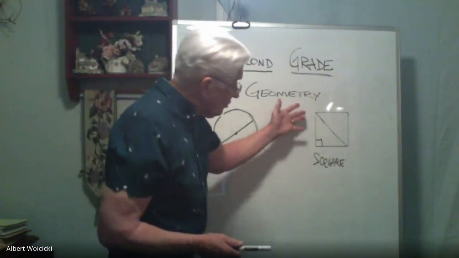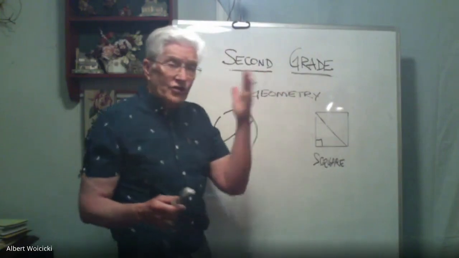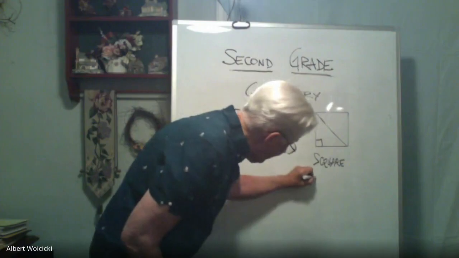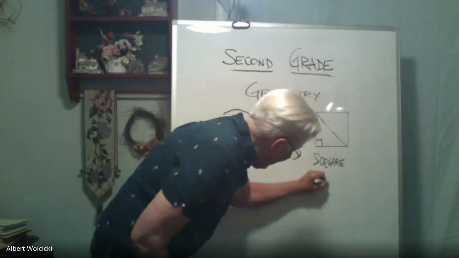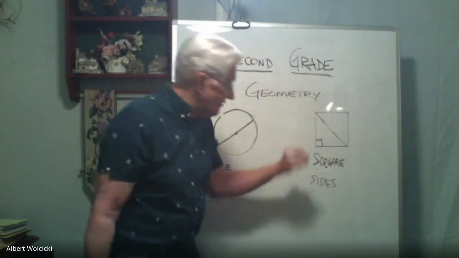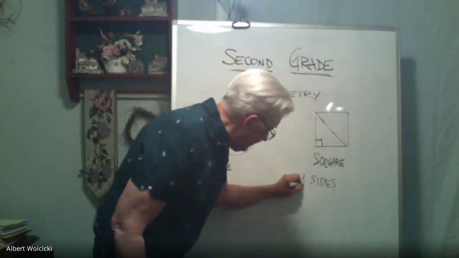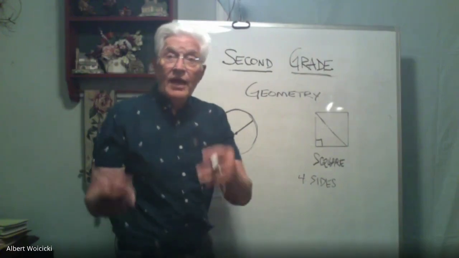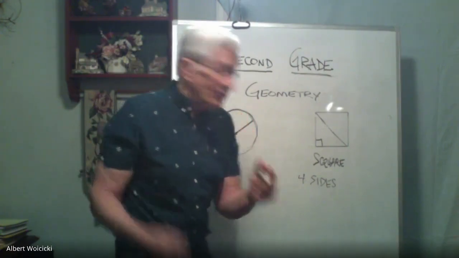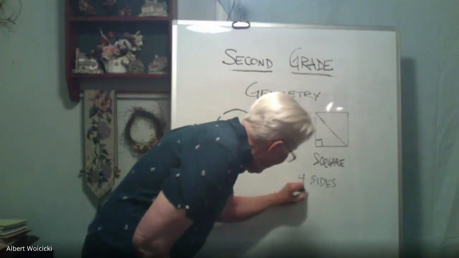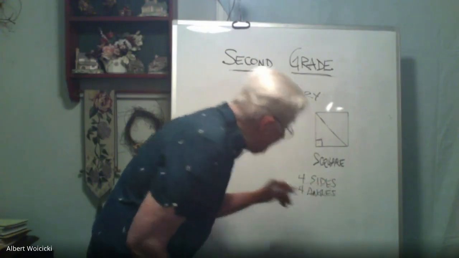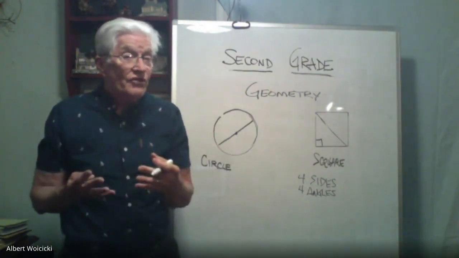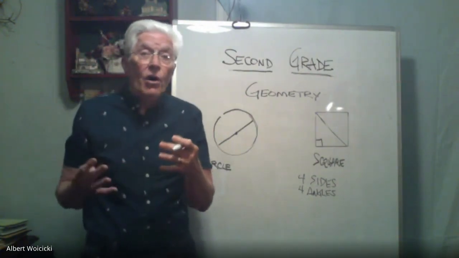And you can ask your students, what does a square have? And they'll tell you, it has sides. Sure it does. How many does it have? It has 4 sides. Great. What else does it have? It has 4 angles. That's right. So we have 4 sides and 4 angles, and the sides are all the same. The angles are all the same.